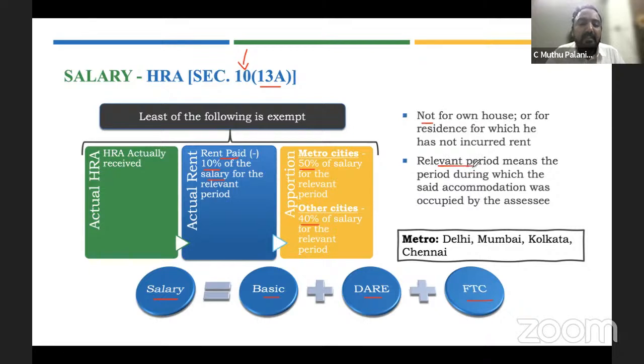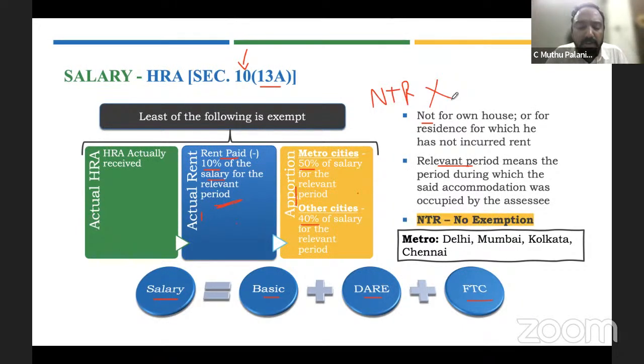And when you say relevant period, it is for the period that you have rented. If you have rented for 6 months alone, you have to calculate these two things only for those 6 months. So the actual rent and apportion should be for the relevant period. If you rented for 9 months, you calculate this for 9 months. And this is also not available in the new tax regime. So you cannot claim this in the new tax regime. So these are all your house rent allowances.